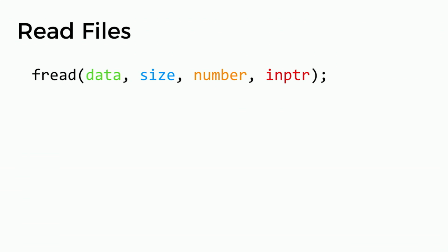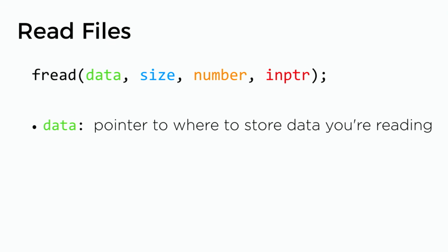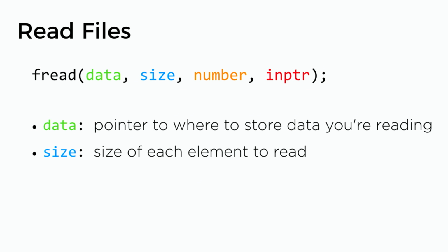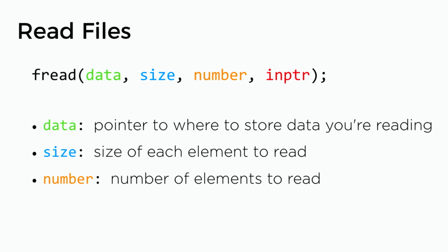Well, to do that, you can use the fread function, which takes 4 parameters. The first parameter is called data, and it is going to be a pointer to where you're going to store the data that you're reading, likely some buffer of some kind that might be an array, for example. Next is size, which is the number of bytes of each element that you're going to try to read from the file. Next up is number, which is the number of those elements that you want to try to read all at once. And then finally is inpointer, which is the file that you're going to actually read that data from.